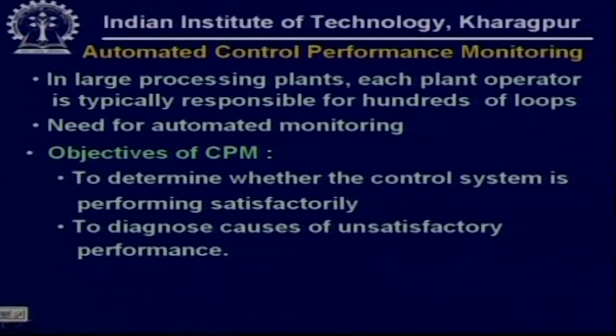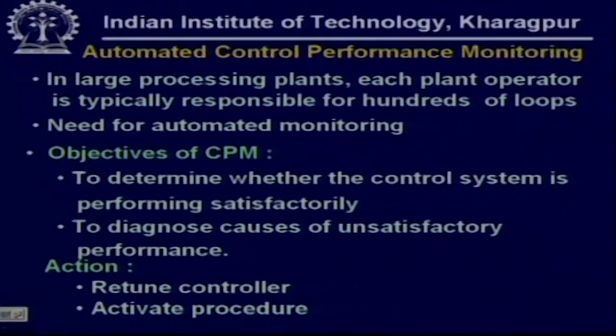So automated control performance monitoring basically tries to determine whether the control system is performing satisfactorily. If not, it diagnoses the causes of unsatisfactory performance, and then finally it generates action, which could be retuning of controllers, or activating special shutdown or emergency procedures. So this is the basic idea of performance monitoring.